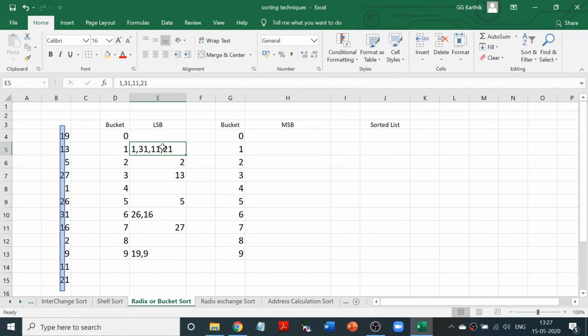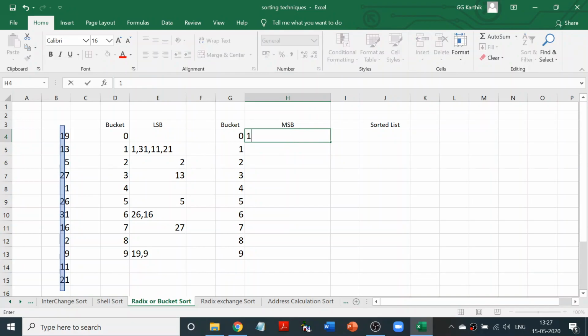1. What is the most significant digit of 1 here? Can I say 0? Yes. So I can say 0. I'm going to put 1 in the bucket where the most significant digit is 0. So I'm going to put it there. 31, it is going to go to bucket number 3. 31. 11. So the most significant digit is 1 here. So it is going to go to bucket number 1. 21. The most significant digit is 2. So it is going to go here.